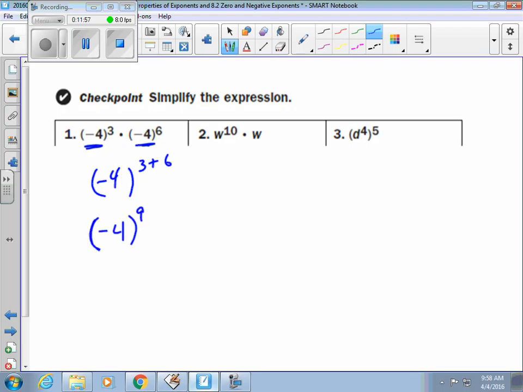And we're going to leave it like that because it just tells us to simplify it. We could do negative 4 and multiply it times itself 9 times. We know it's going to be negative at the end since it's an odd exponent. It'll be a great big number.